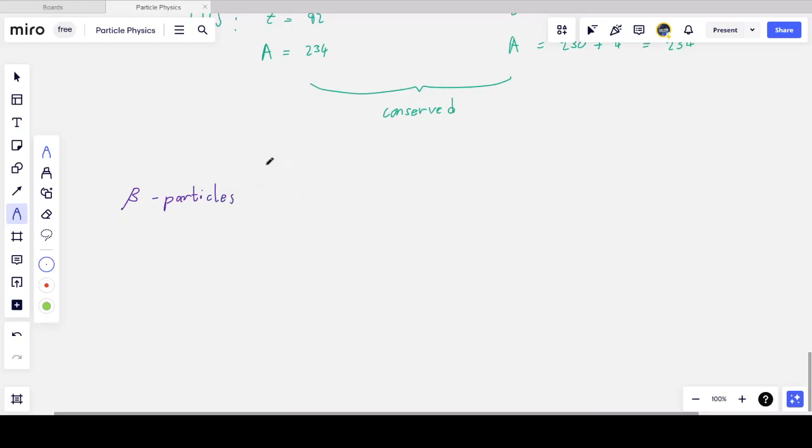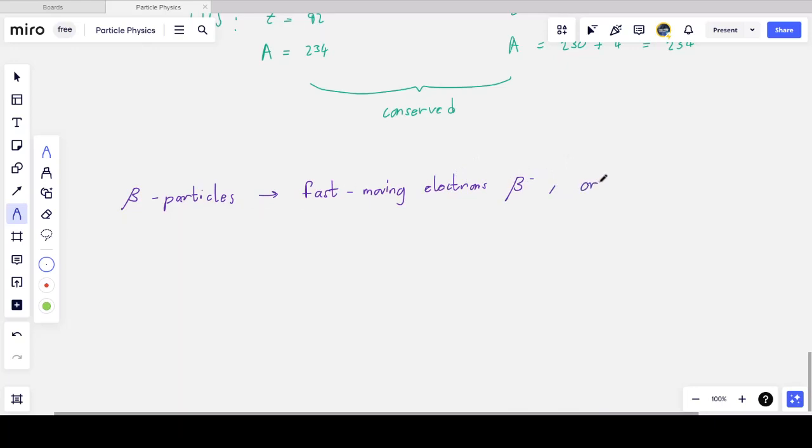We'll go through the same process that we did for the alpha. Now, beta particles are not helium nuclei. They're actually extremely fast-moving electrons. So you're probably wondering, well, what's so harmful with an electron? Well, the fact is that they are moving very fast, and that's what makes them quite harmful. So beta particles could be fast-moving electrons.